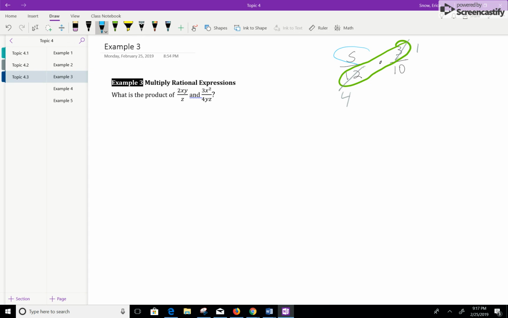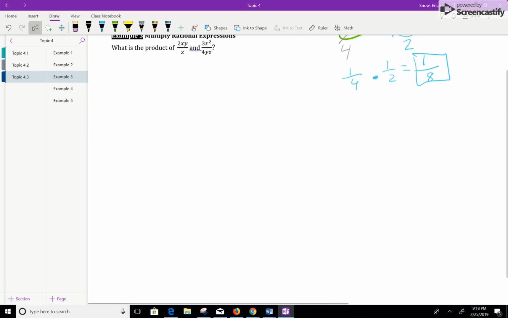And then we look at our 5 and our 10. Well, these are both divisible by 5, so the 5 becomes 1, and the 10 becomes 2. So we essentially have 1/4 times 1/2. Once we get to that point, we just multiply the tops, and we multiply the bottoms, okay? So 1 times 1 is 1, 4 times 2 is 8, and there is our product.